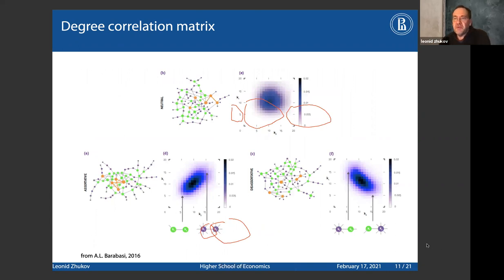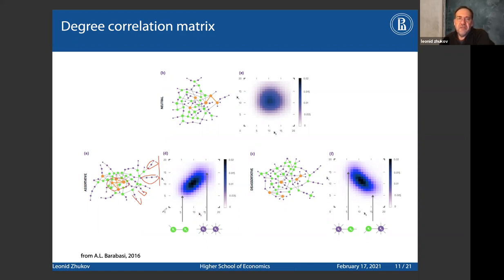So this is what it looks like. What I'm trying to show on this slide are three different graphs with different connectivity patterns. If you notice on the left graph, you will have a lot of chains where low degree nodes connect to low degree nodes, and high degree nodes connect to high degree nodes.